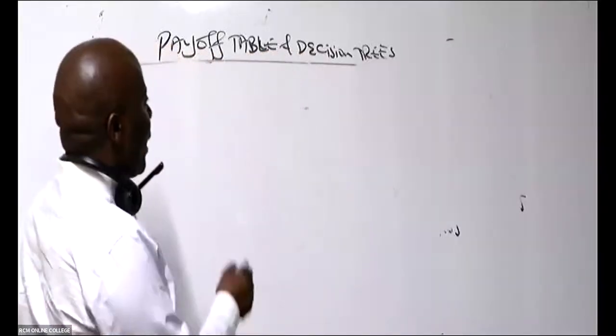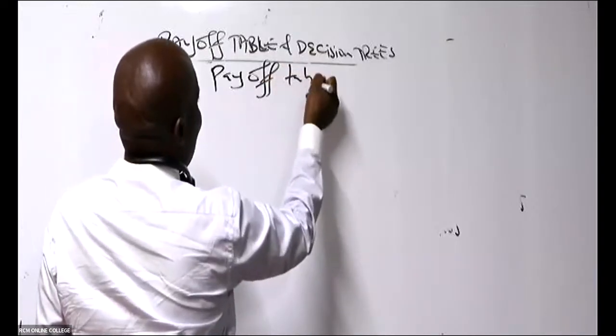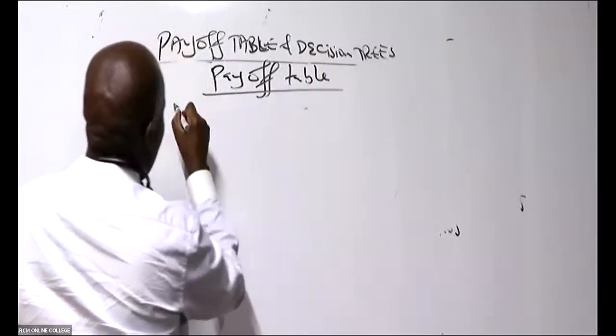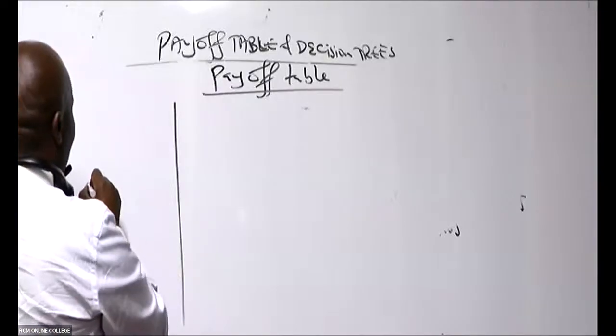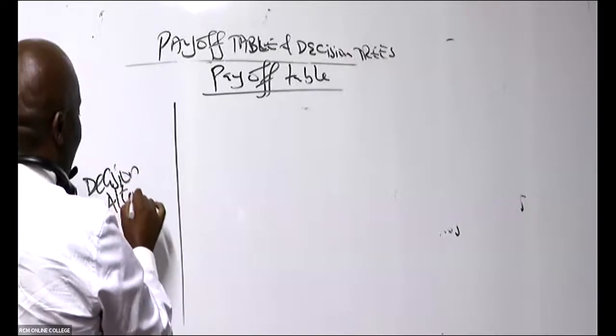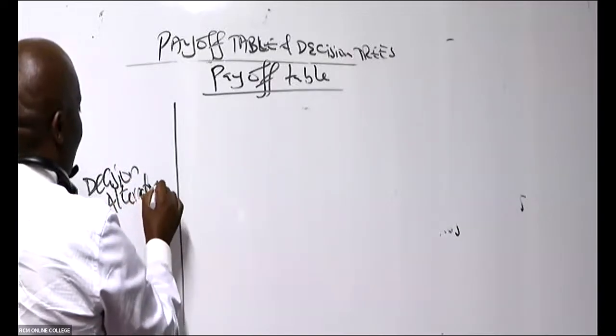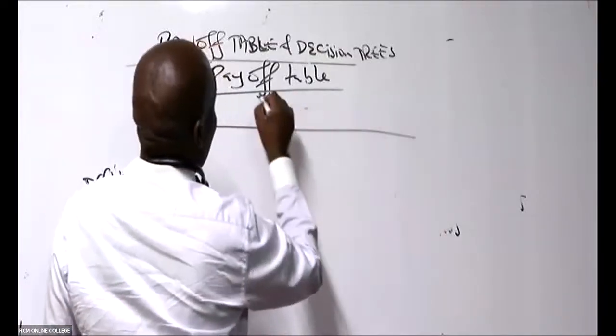So this is how our payoff table looks like. We have SHD Limited. We have alternatives, decision alternatives here. And then we have our states of nature here.